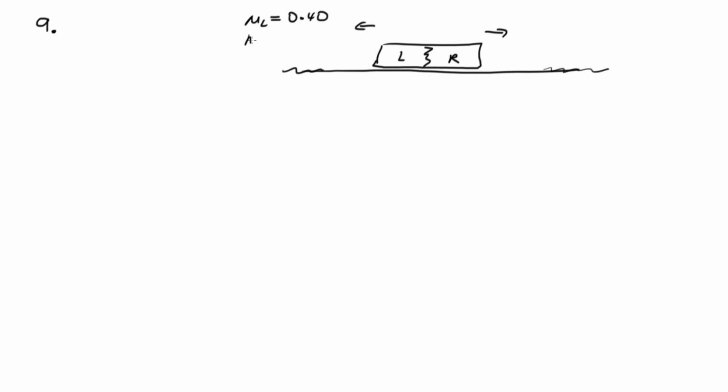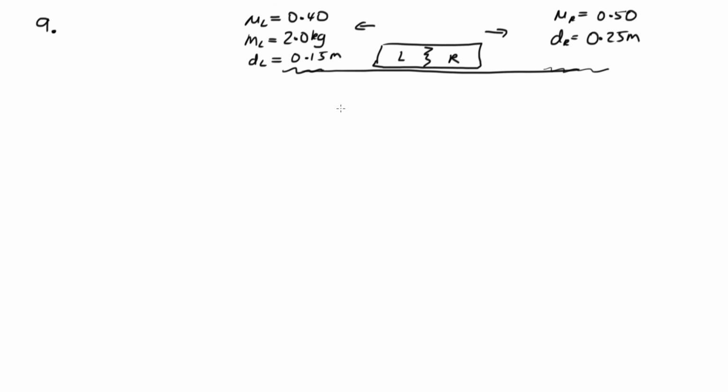We're told that the mass of the left piece is 2 kilograms and that it slides a distance of 0.15 meters along this rough part here. And on the right half, the coefficient of kinetic friction is equal to 0.50, and it slides for a distance of 0.25 meters along this part.